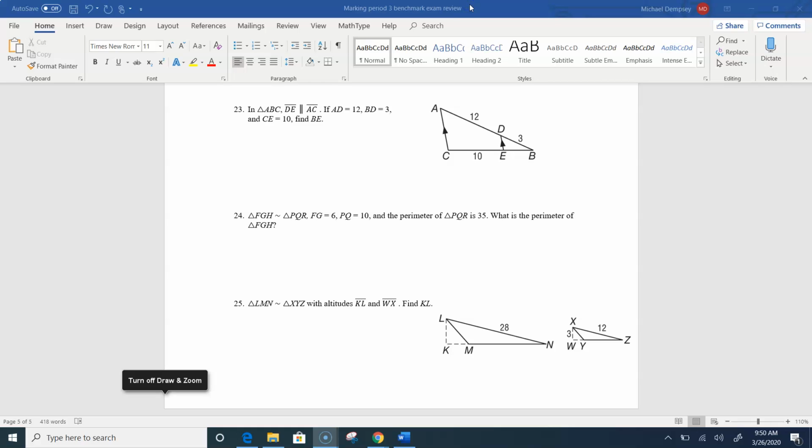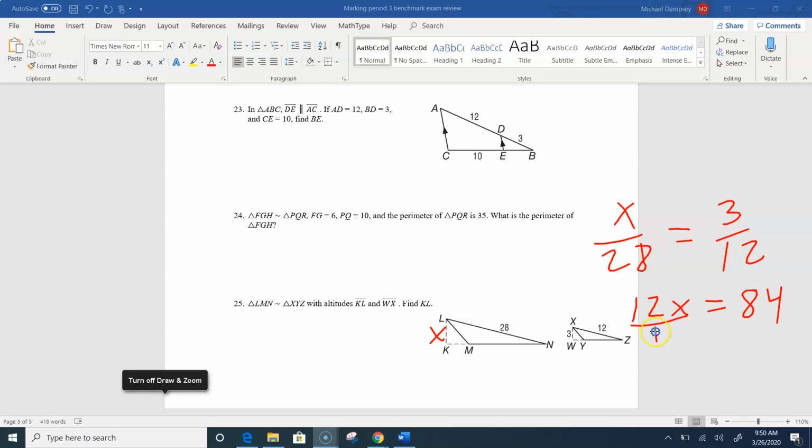Okay. And the last one here, I want to find KL. So that's this one here. We'll call that x. So I can just set up a proportion of x to 28, set that equal to 3 to 12. Okay, so if we cross multiply, I have 12x equals 84, and then I just divide both sides by 12, and I get x equals 7. And that should make sense there. 7 over 28 is 1/4, and 3/12 is also 1/4.